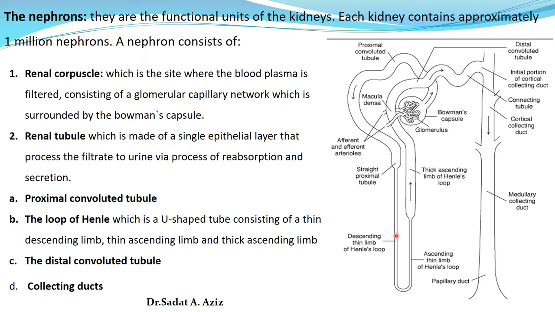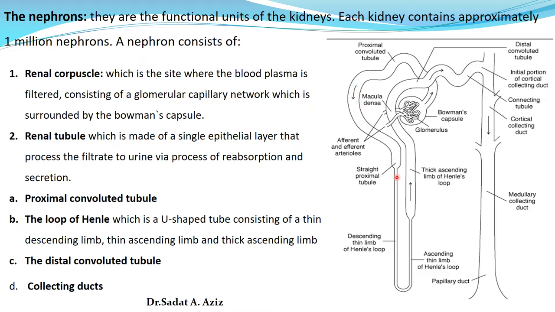Okay, and it has, let us say, different parts. The first part of the renal tubule is called the proximal convoluted tubule. Proximal means the first part, then convoluted means it has a coiled structure. So it is the proximal convoluted tubule.